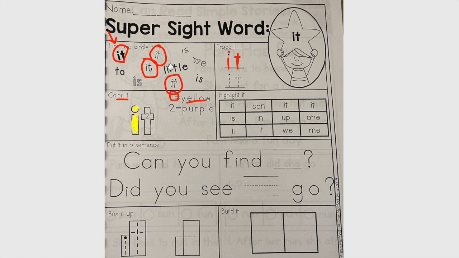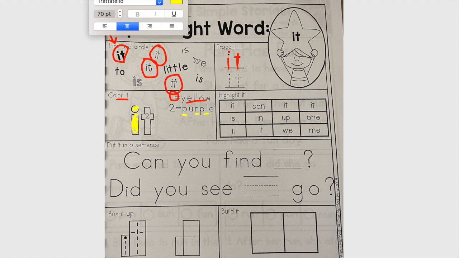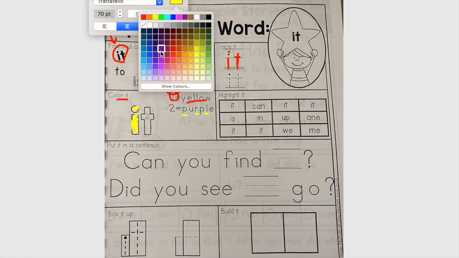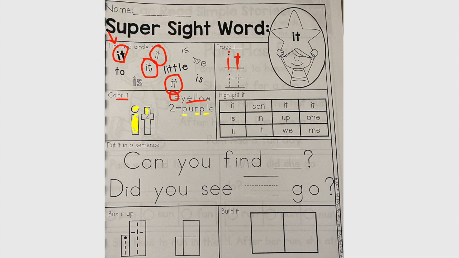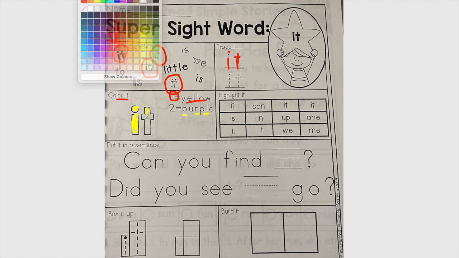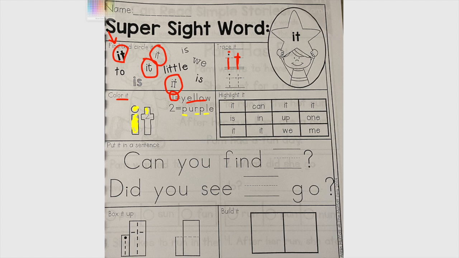And then I'll find number 2 is purple. So I'll change this to purple. And here we go. That's not purple. Which one is the magic one? Purple. I-T, it.